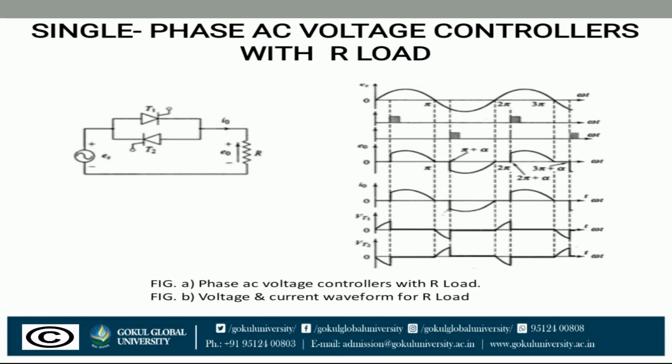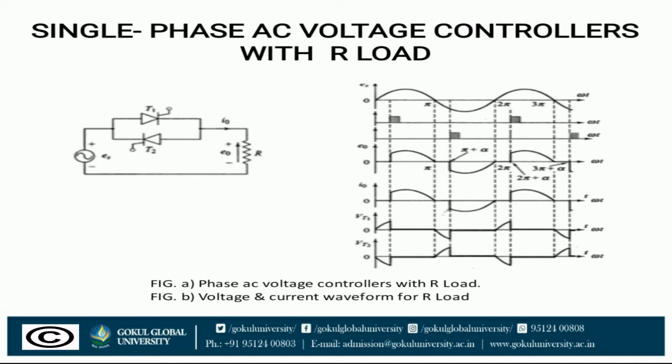Now you might observe the single phase AC voltage controller with R load. You can see here the construction of this single phase AC voltage controller. We have given AC supply, and we have the resistive load at the load terminals. In between the load and source we have employed an anti-parallel pair of thyristors, T1 and T2. We are giving gate signals to T1 and T2.